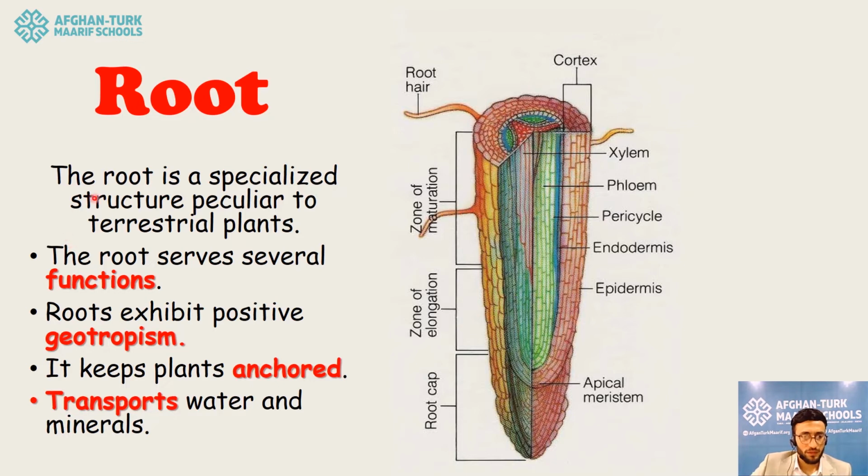So the root is a specialized structure peculiar to terrestrial plants. The root serves several functions. For example, one of the most important properties of the root is positive geotropism. This is the reason why roots grow downward into the earth. It keeps plants anchored and also maintains the transportation of water and minerals absorbed from the soil to the entire stem and also to different parts and organs of the plant.